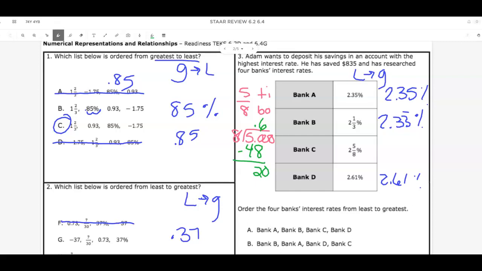Okay, I bring down my 0. Now we have 20. How many times does 8 go into 20? 8 goes into 20 twice. 2 times 8 is 16. We're going to subtract and we get 4. You have to bring down that last 0.